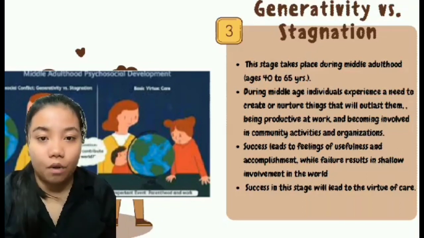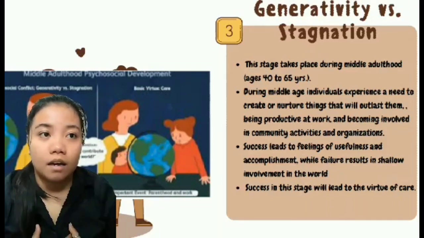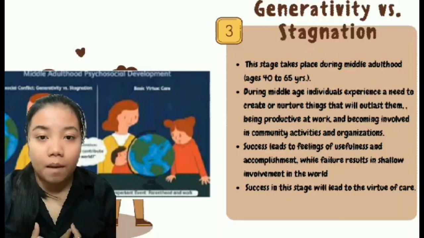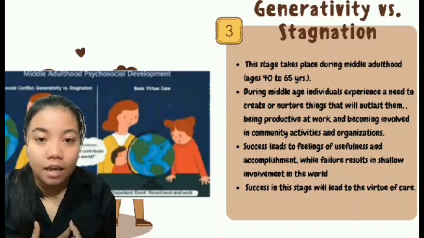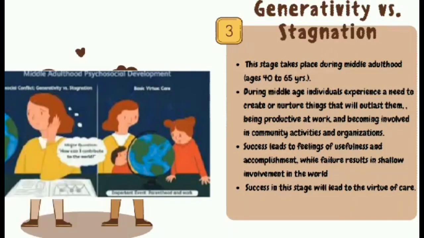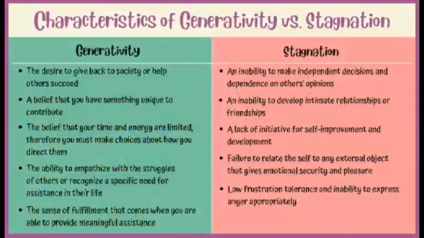If an individual has a positive or generative mind, they will be successful because they have the abilities they can use to contribute to the community or to society, especially for the next generation. So here are the characteristics of generativity versus stagnation.